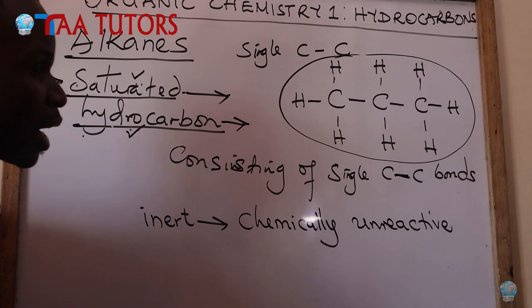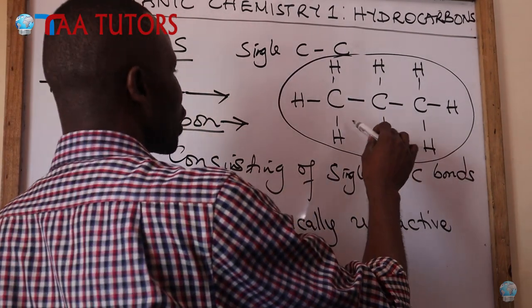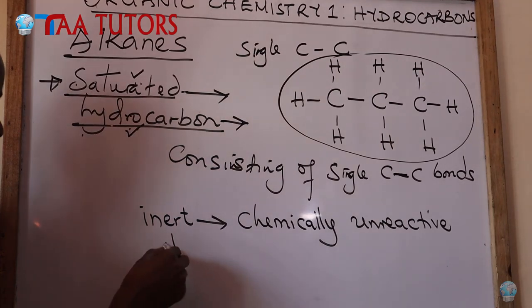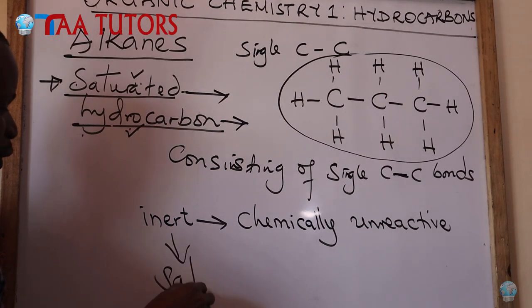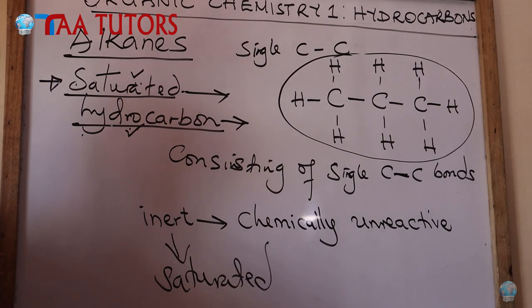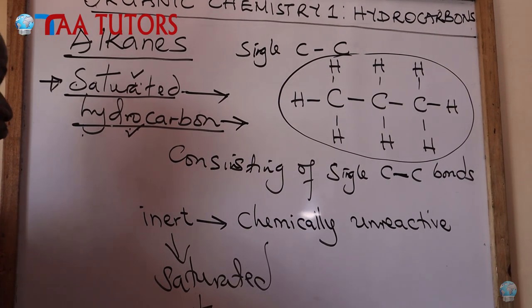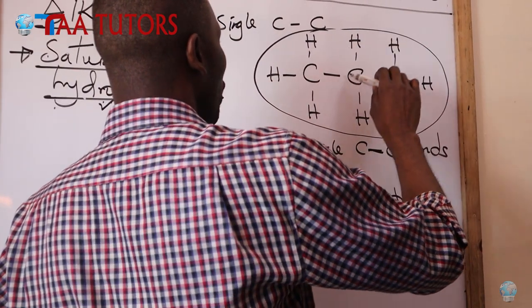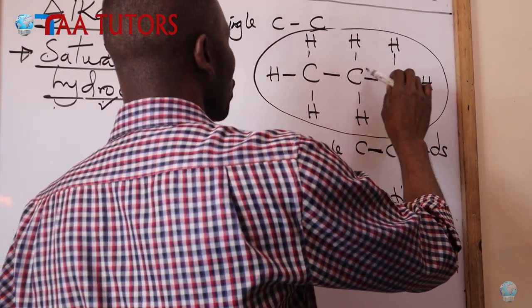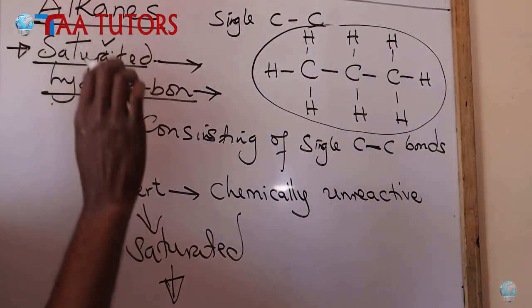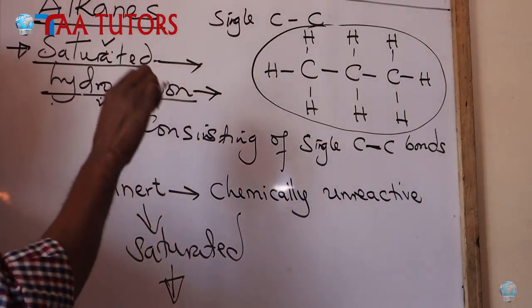Why are they chemically inert? They are chemically inert because they are saturated. Those terms just follow each other: they are saturated and inert. If they are saturated, it means that all the carbon atoms here have all their bonds filled up. There is no bond remaining somewhere idle that something else can attach to.